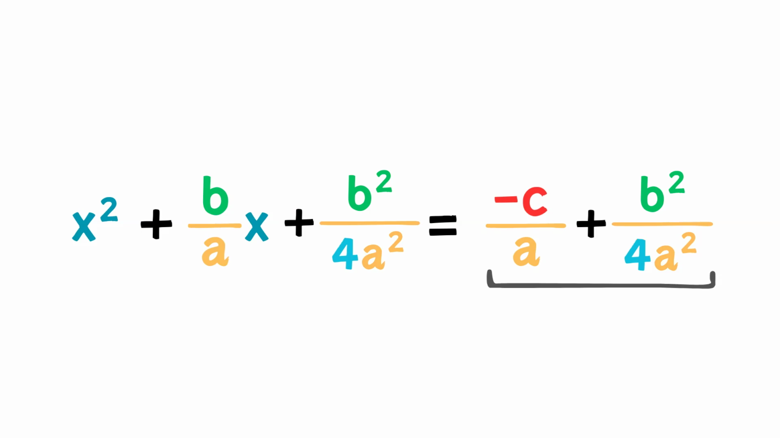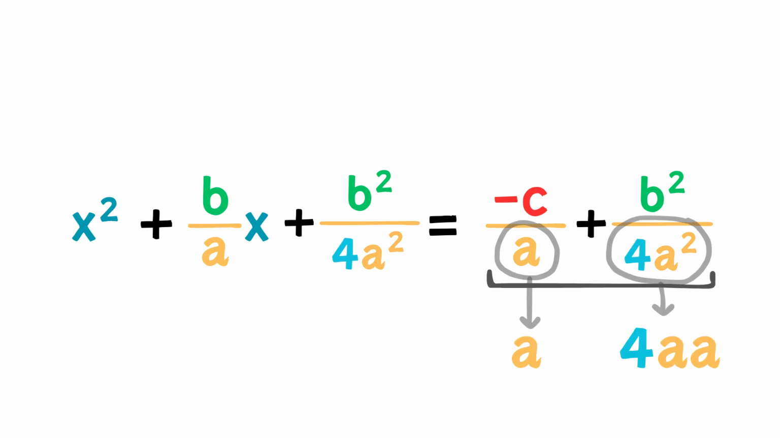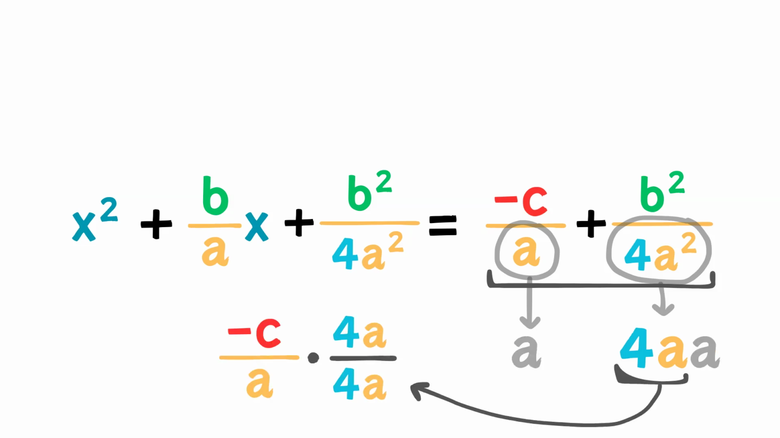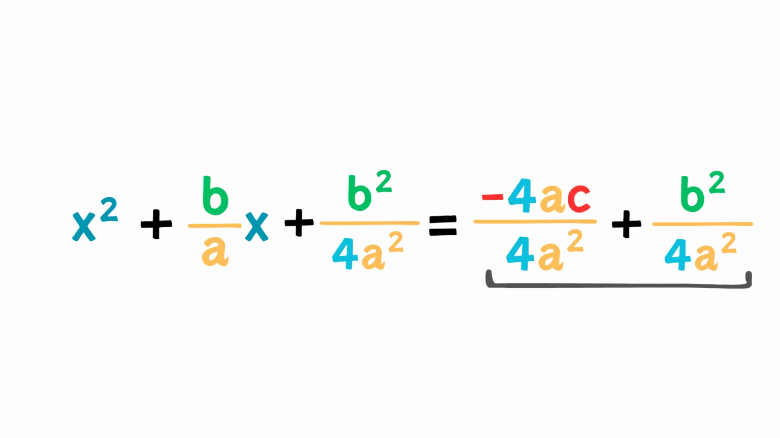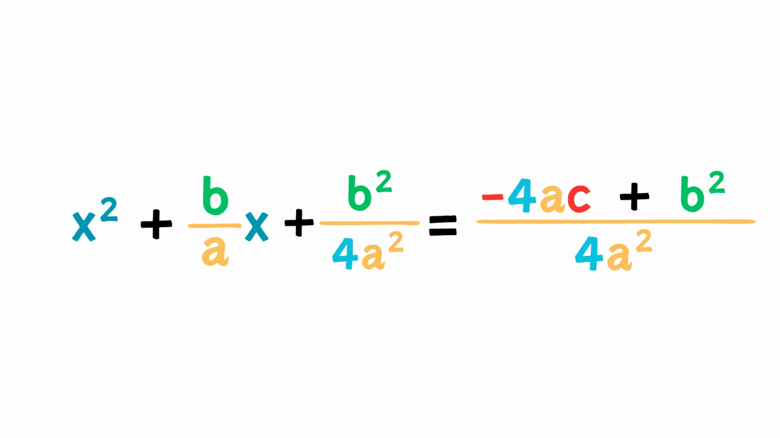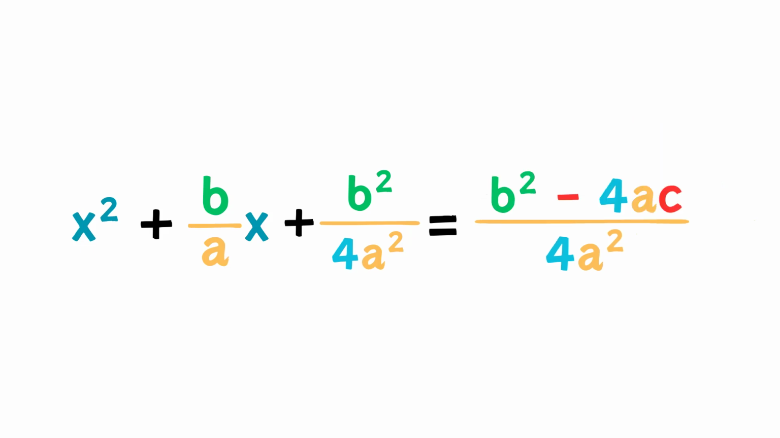On the right, to simplify, we need a common denominator. The denominator of negative c over a is a. In order to add this to b squared over 4a squared, we need to make the denominator 4a squared. So if we multiply negative c over a by 4a over 4a, we get negative 4ac over 4a squared. Now that we have the common denominator, we can combine them. And let's move b squared to the front. This gives us b squared minus 4ac over 4a squared.